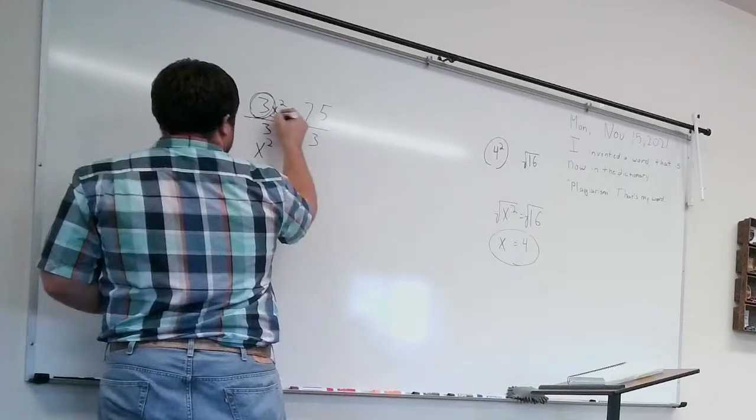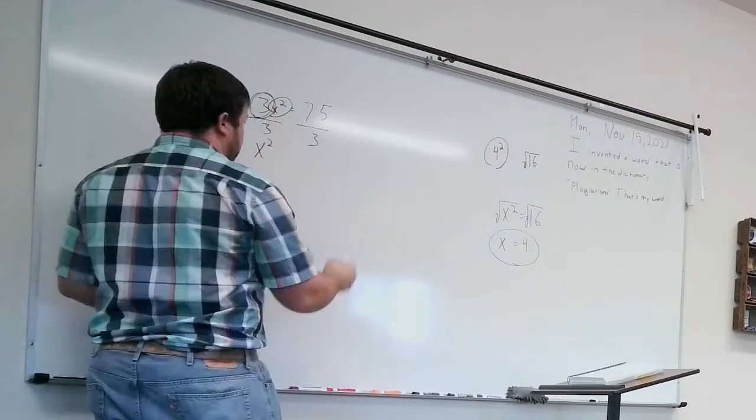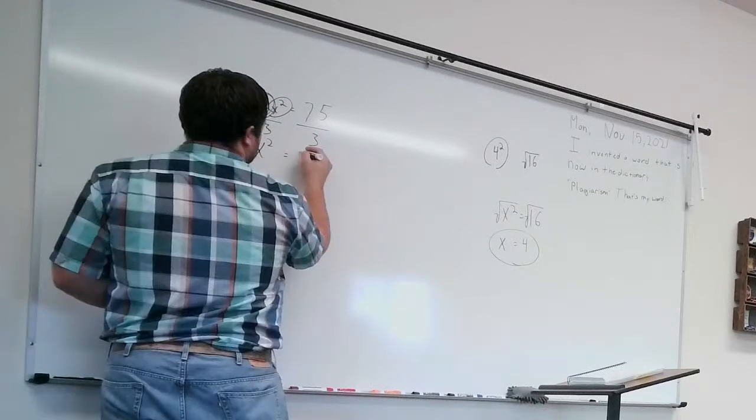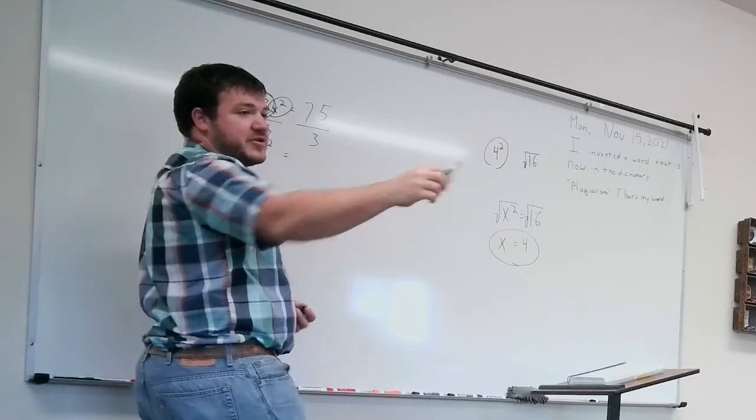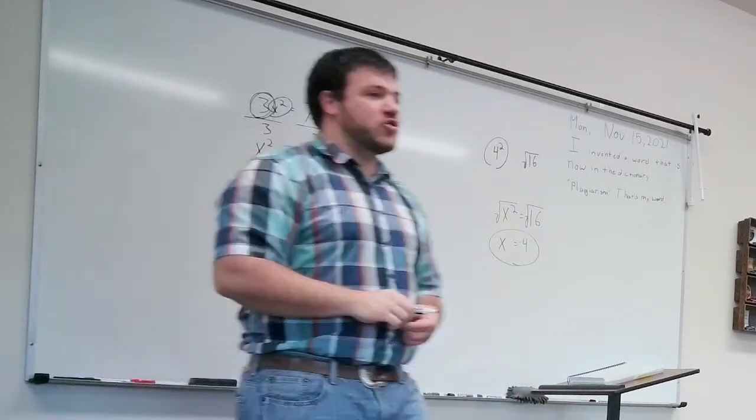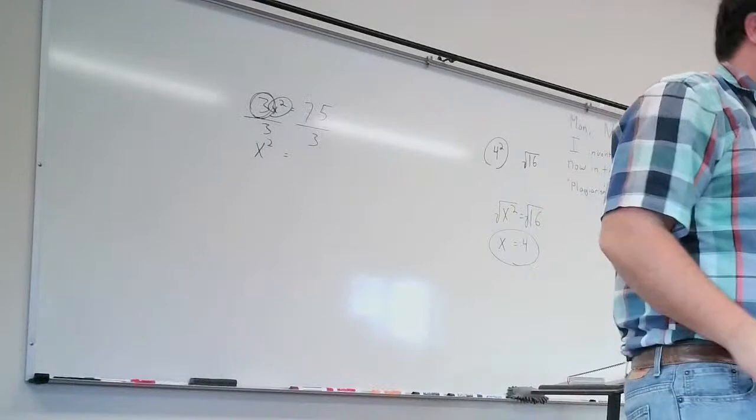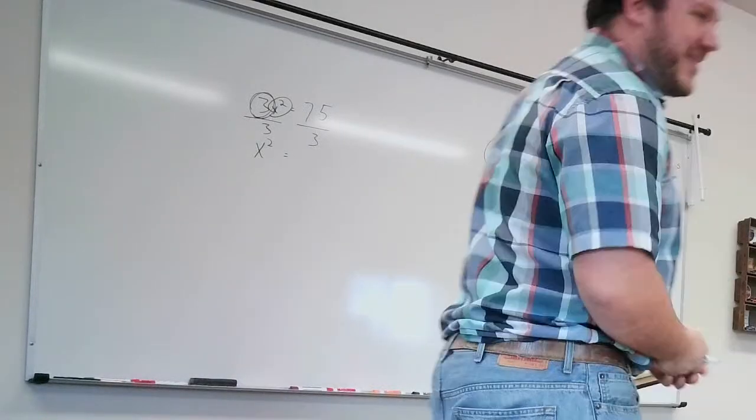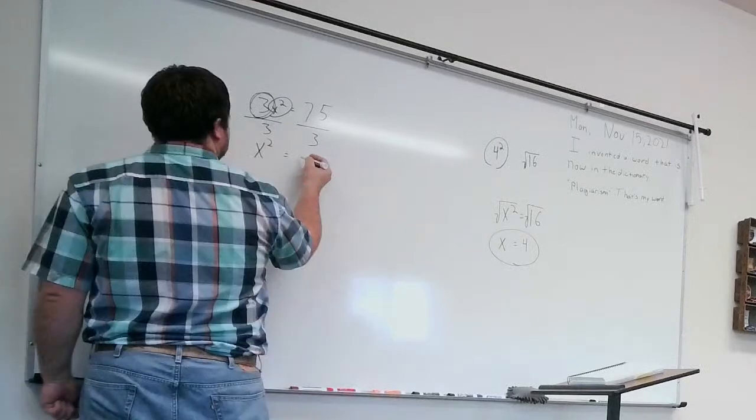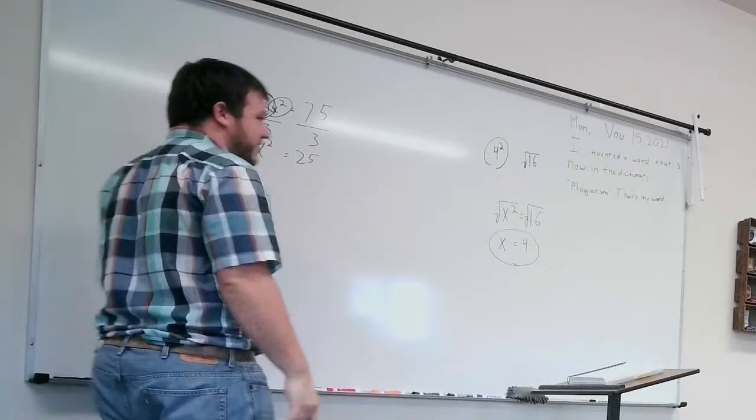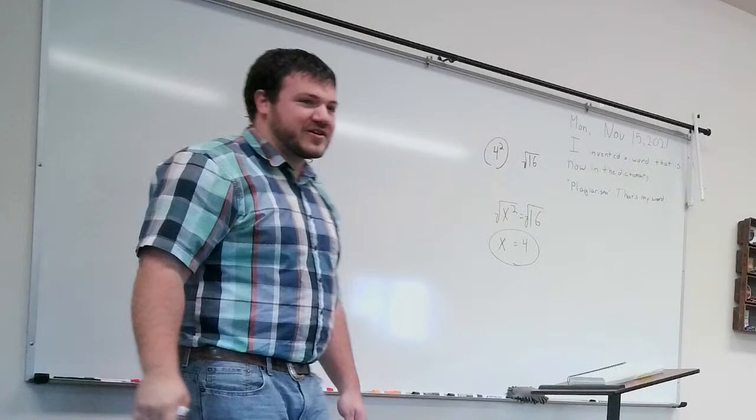Just bring this little sucker down. X squared equals what? What's 75 divided by 3? Have you ever counted quarters? Oh yeah, that's right. What do we have? 25. Yeah, there you go. Don't go using a calculator on 75 divided by 3.